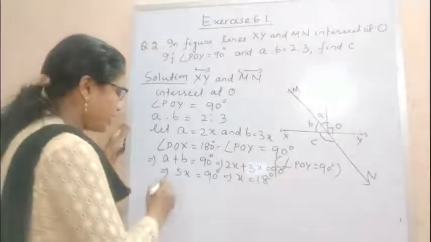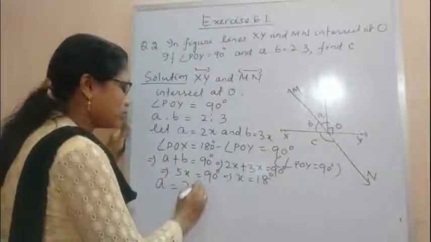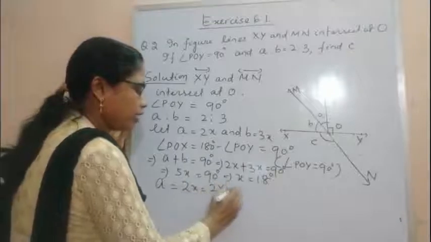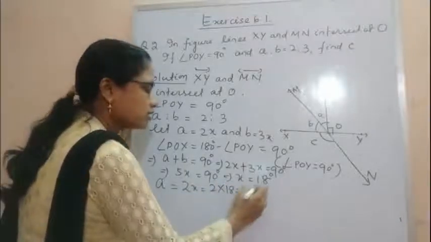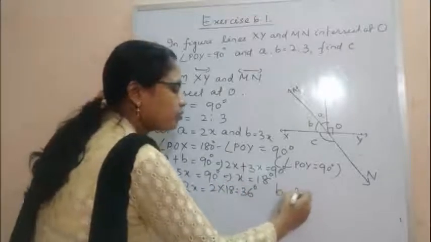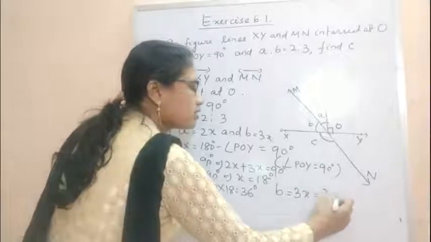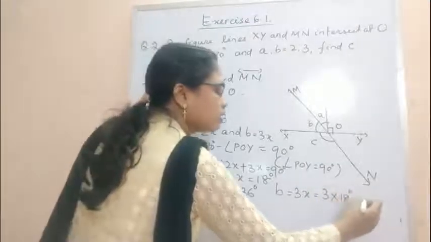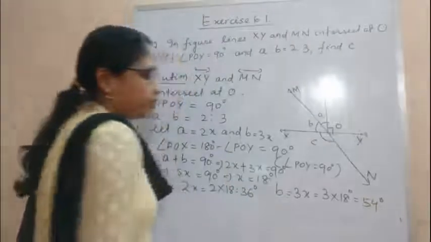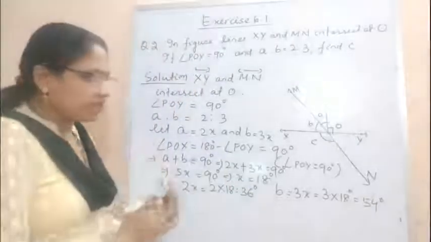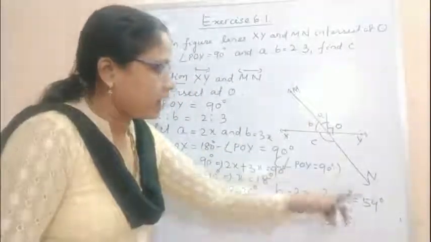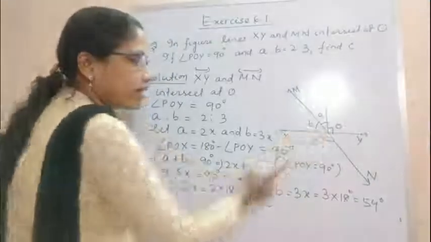But what is our A? A is equal to 2x, that is 2 into 18, that is 36 degrees. And B is equal to 3x, that is 3 into 18, that is 54 degrees.